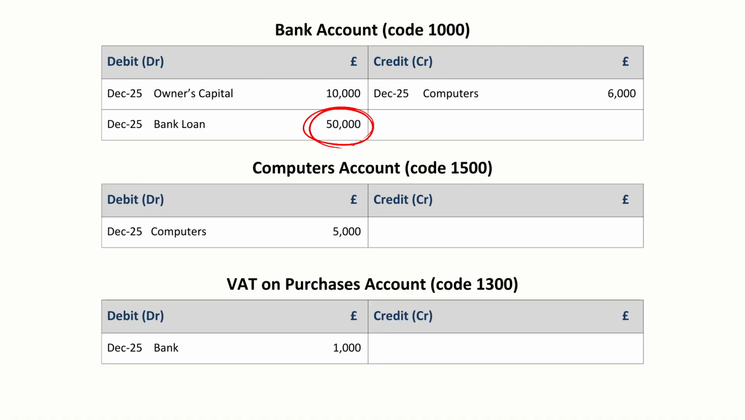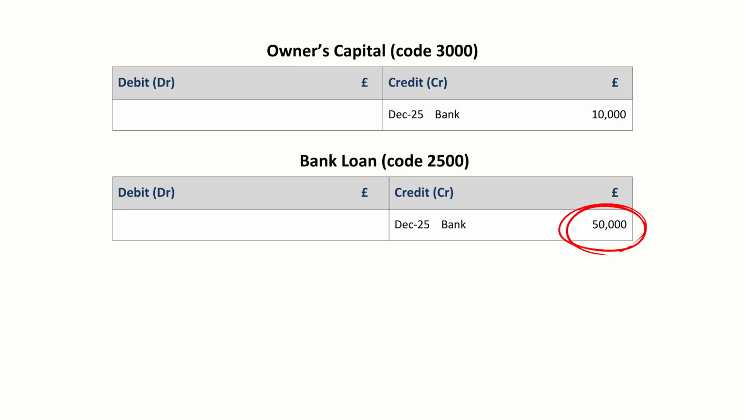Business received a £50,000 loan from the bank. Again, the bank account increases because we've received money. Debit bank account £50,000. But now, the business owes that £50,000 to the bank. It's a liability. Credit bank loan account £50,000.